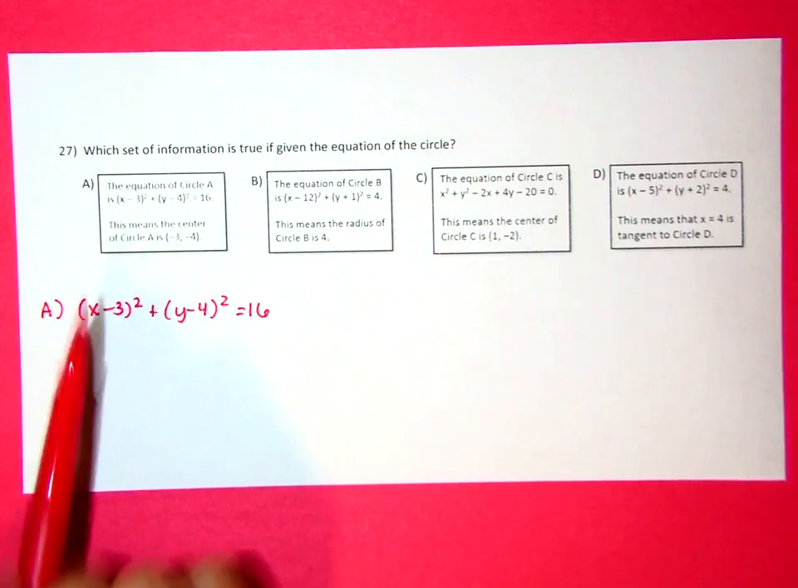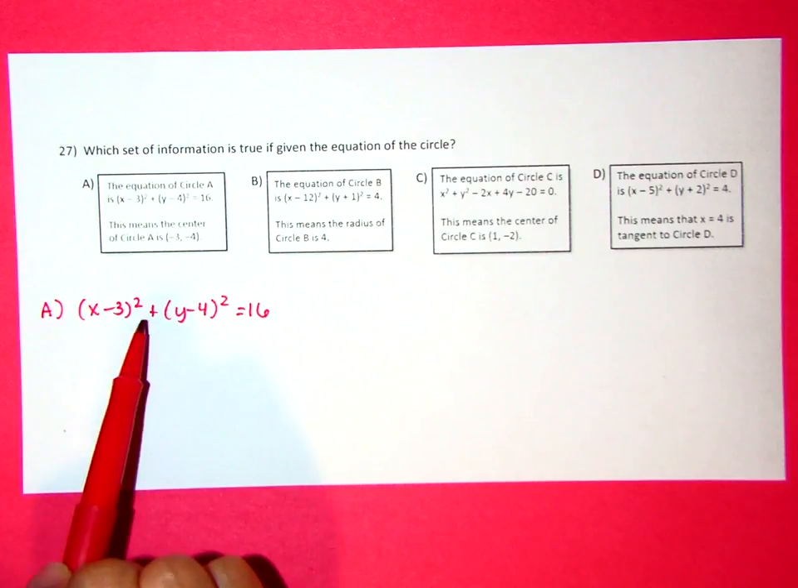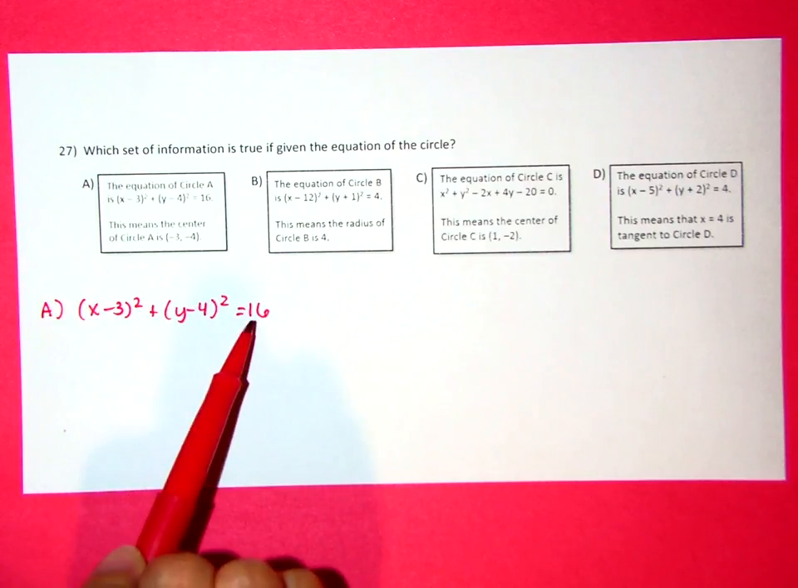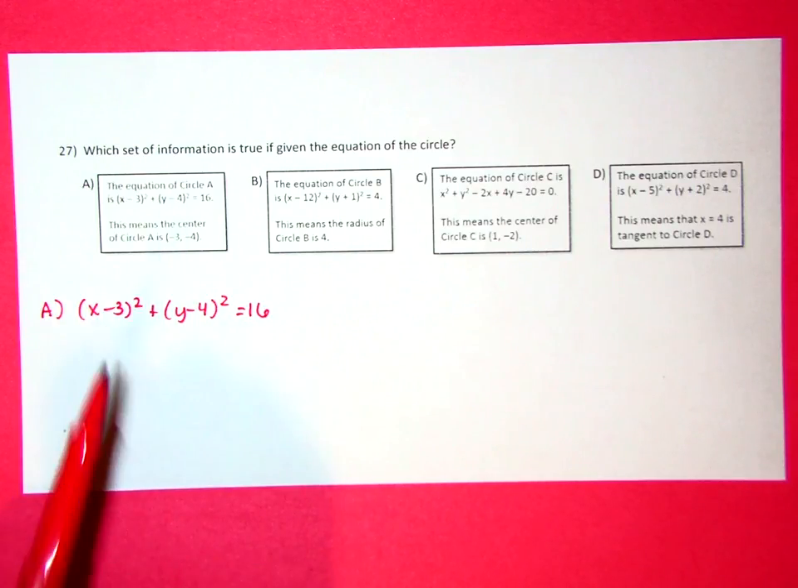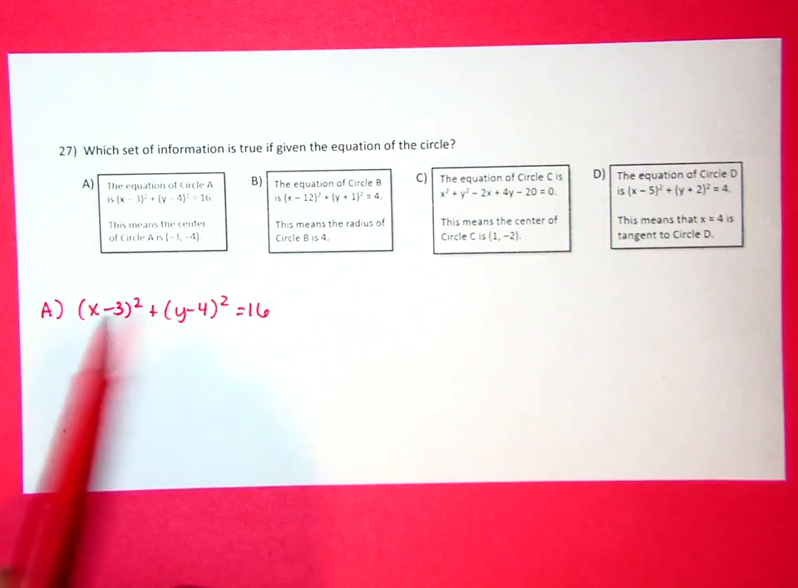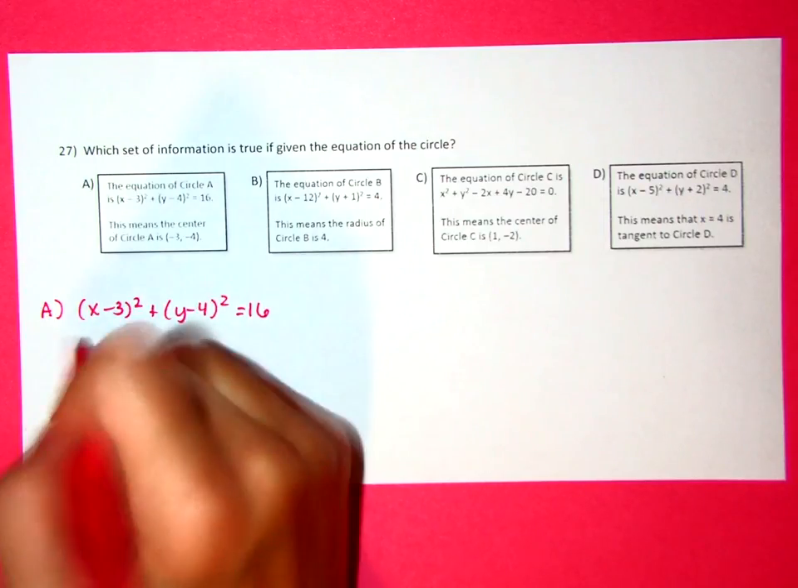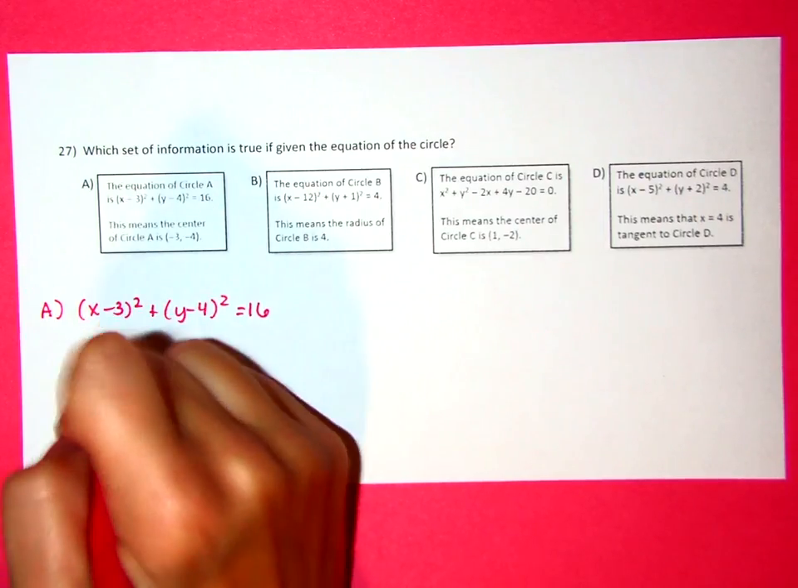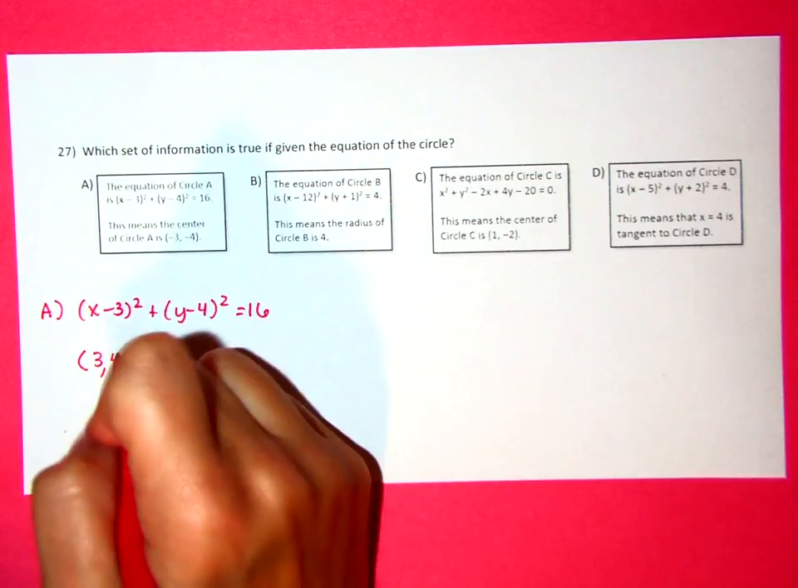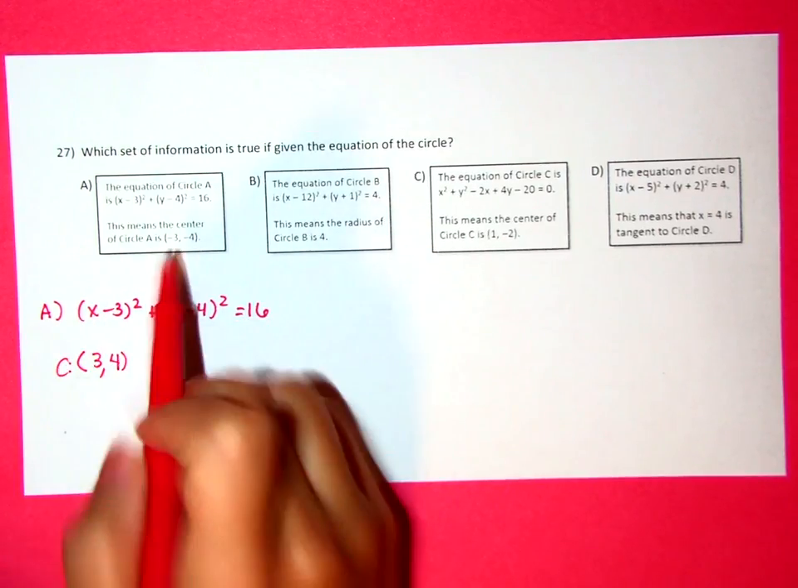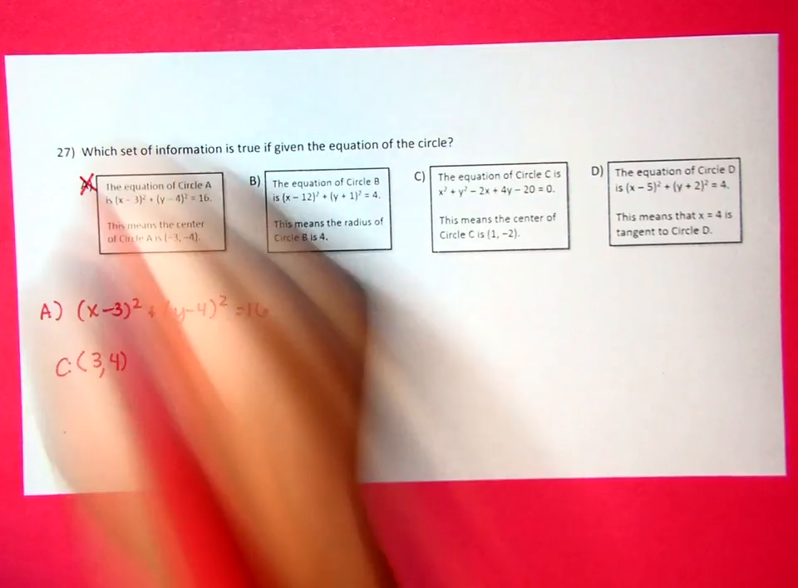Remember, in this equation, it's x minus h squared plus y minus k squared equals r squared. We're trying to find the center, and since these are inside, we always say inside opposite gives us our center. So the opposite of this would be 3, and the opposite of this number would be 4. That's the center of this circle. That does not match. This is not true.